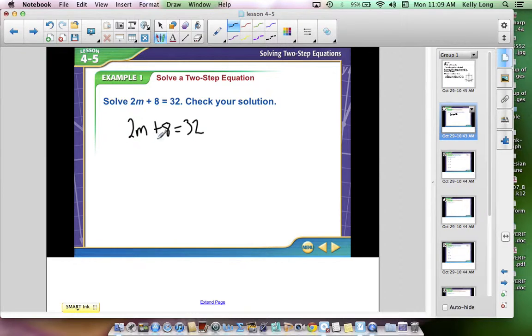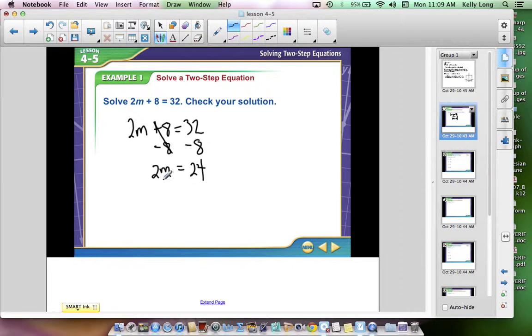So if I want to get rid of the plus 8, what's going to get rid of that? I'm going to subtract 8. And remember, I have to see all of your steps or you're not going to get credit. So 2m plus 8 minus 8, those are going to cancel each other out, leaving me with just 2m. And then I've got 32 minus 8, and that's going to be what? 24.